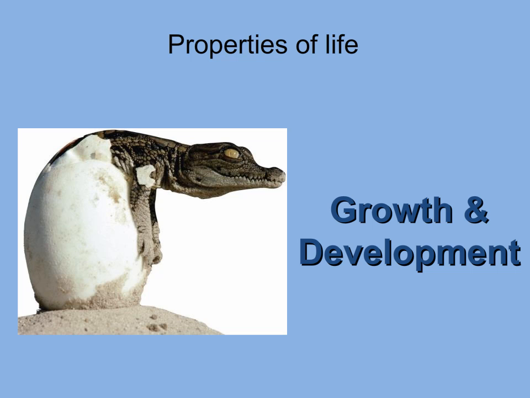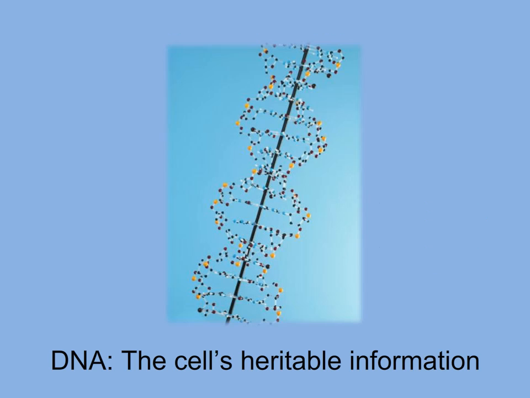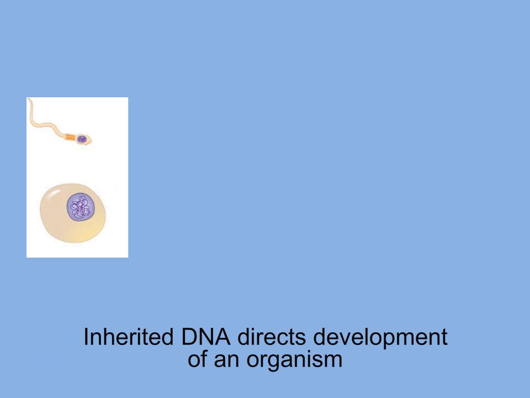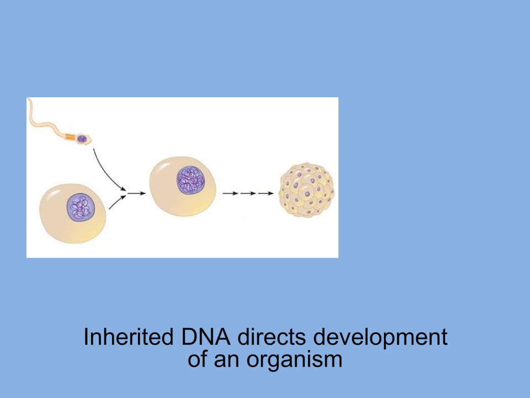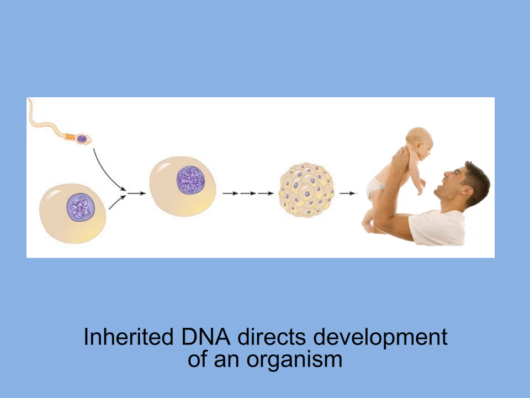Our next property involves information. Life is not static. It changes from moment to moment, and even a unicellular organism grows, divides, and develops. And the instructions to direct the development of a life form are written in molecules called DNA. This is also the molecule of heredity that is passed from one generation to the next. Development includes all the changes that take place during an organism's life. As you can see, this baby is not the same as a fertilized egg or a full-grown adult.